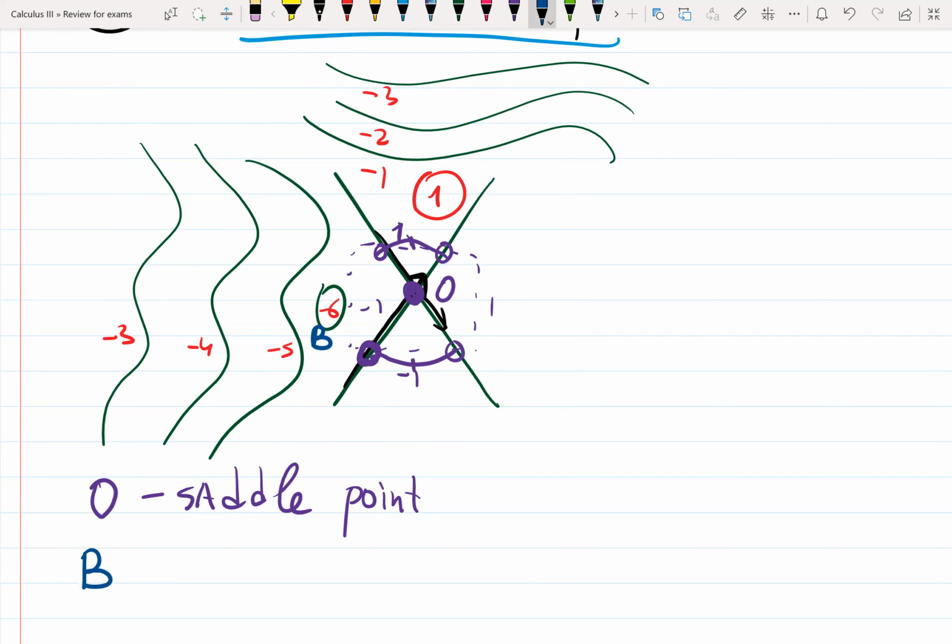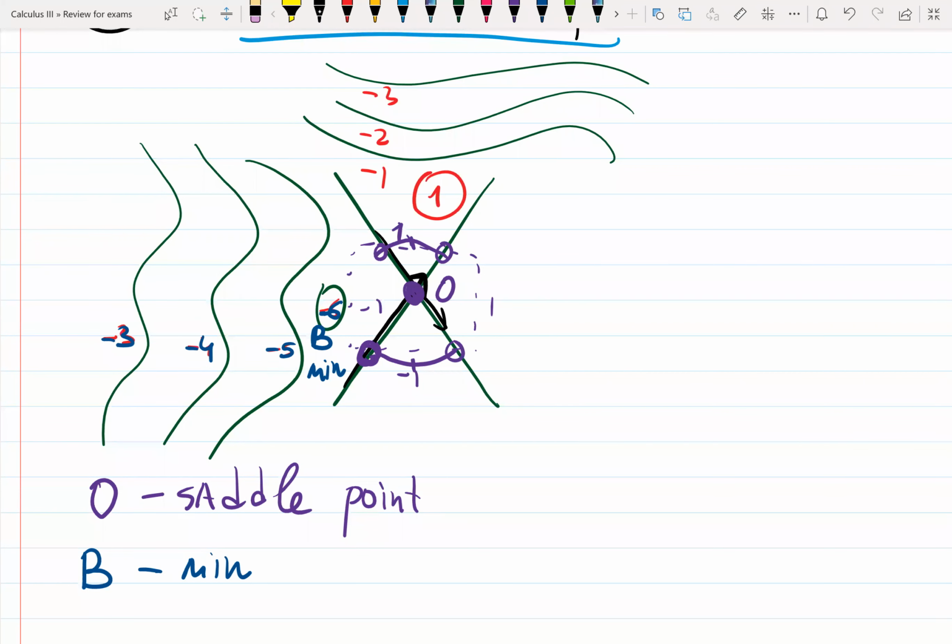Let's see. On the level B, you are at -6 level. But right behind it, it's -5, and -4, then -3. Is it getting higher or lower? Lower. What do you think? Well, okay, I'll just let you know. -6 is the lowest one, right? -6 is the smallest number compared to -5, -4, -3. And it means it's a minimum, at least a local minimum. Makes sense? So if you drop the ball, it will go down to -6. It will descend, gradient descent.